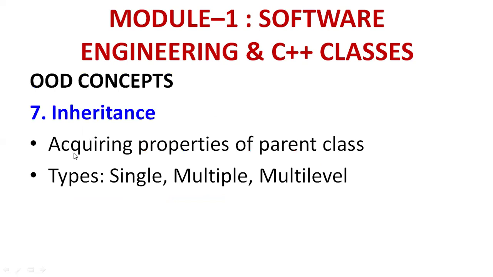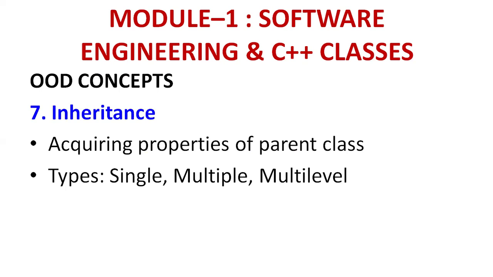So what do you mean by inheritance? Acquiring the properties of a parent class. For example, single, multiple, multi-level, etc. There is one simple example. Maruti 800, we consider as a parent class. From the Maruti 800, we have Alto 800, then WagonR, then we have Swift, we have Dzire, we have Ciaz. So those things are called child classes, where the parent class is Maruti 800.